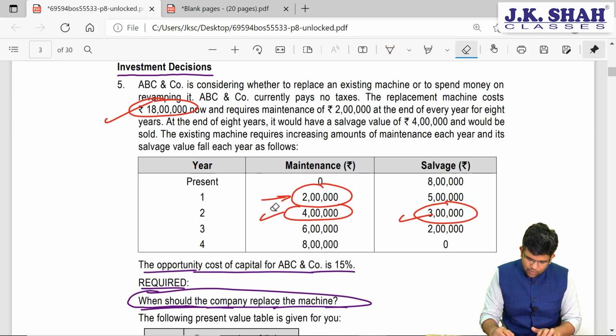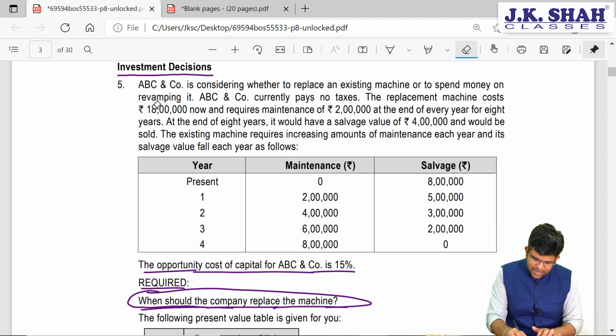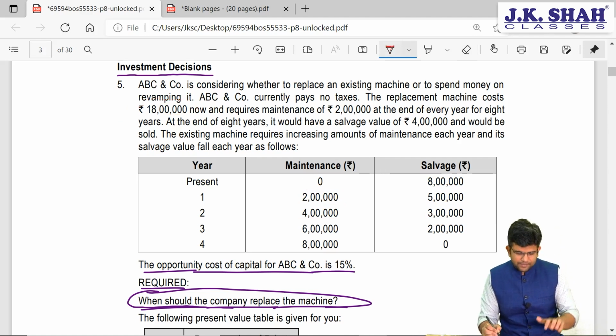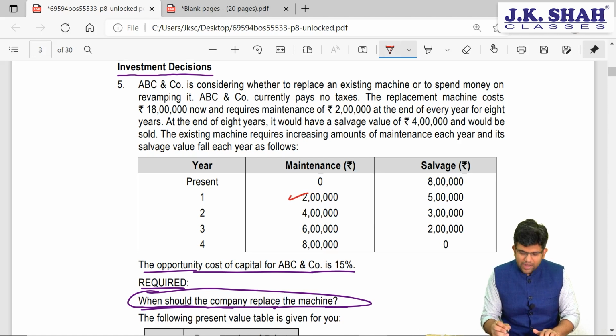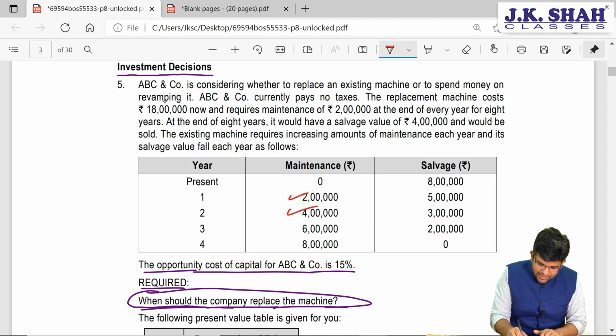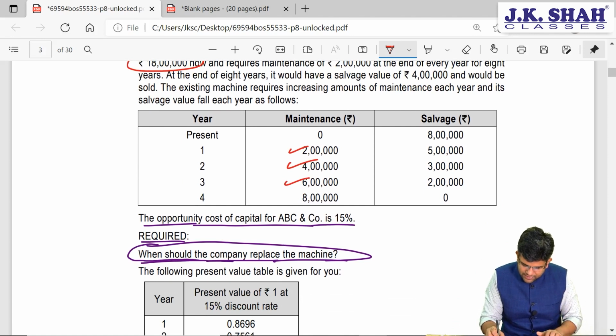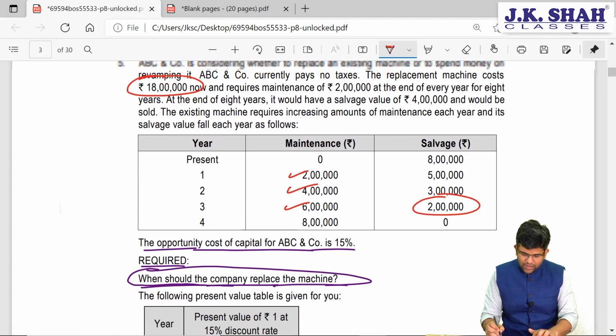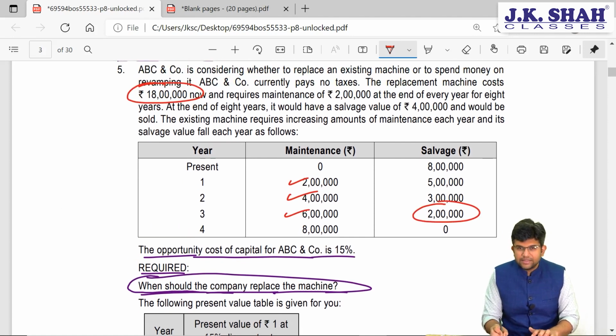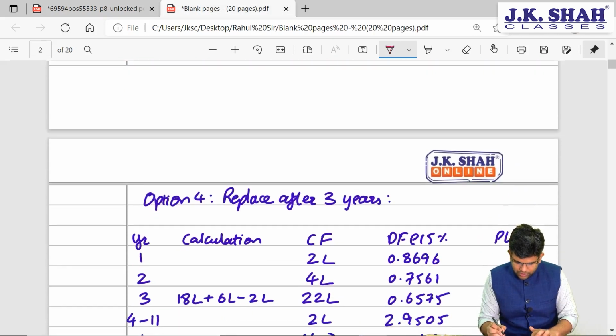Now let's talk about option 4, replace after 3 years. If you decide to replace after 3 years, today no cash flow, end of year 1, 2 lakhs, end of year 2, 4 lakhs, end of year 3, 18 lakhs for the new machine plus 6 lakhs maintenance of the existing machine, and then sell off the existing machine for rupees 2 lakhs. So 18 plus 6 minus 2. I'll show it to you, children, here.